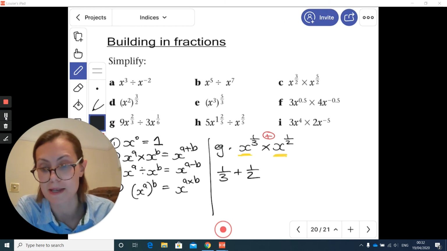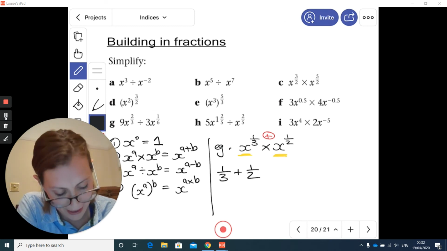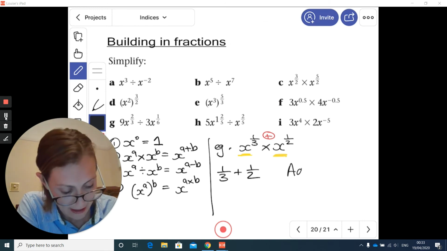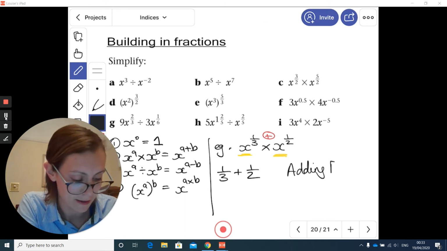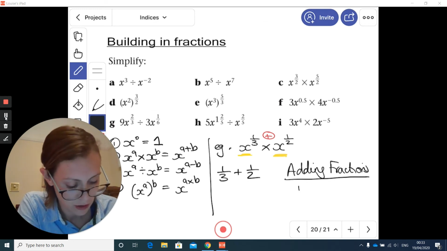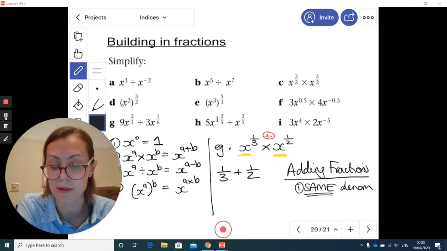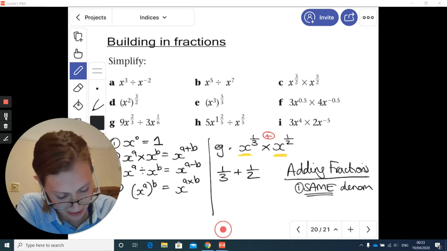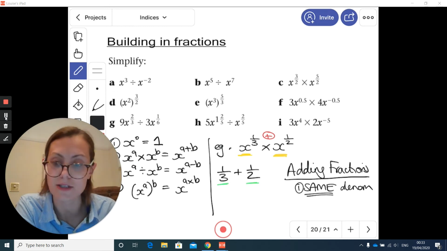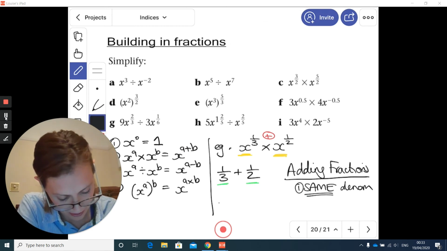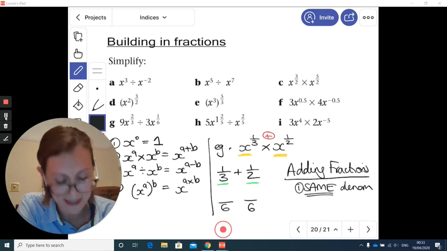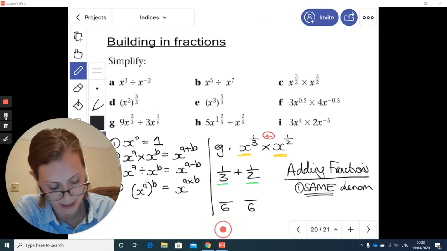And now it's going down to basic fractions. Can you add fractions? I cannot add fractions until I have the same denominator. So for adding fractions, you need to have the same denominator. I need a denominator that's in the 3 times table and the 2 times table. So hopefully we can think of a number quite nice and easily. Well, 6 is in the 3 times table and it's in the 2 times table.